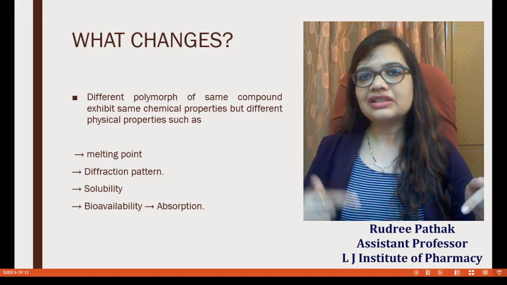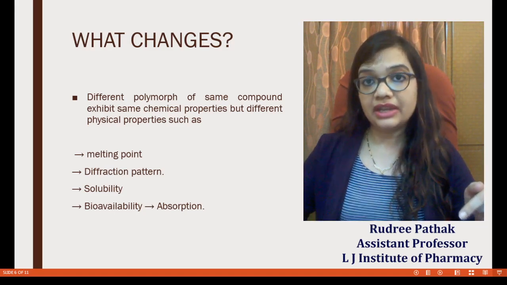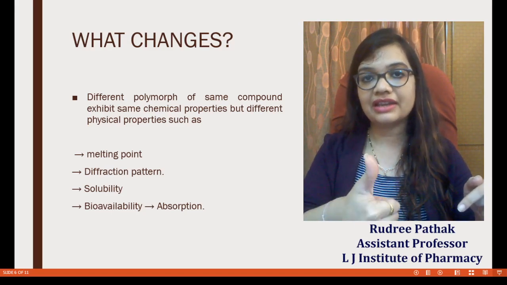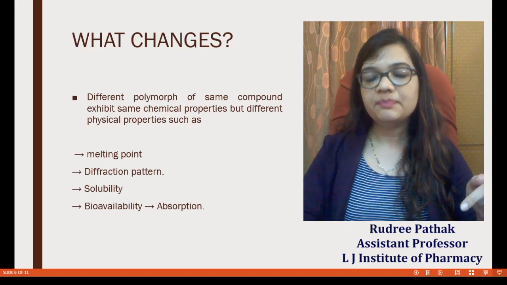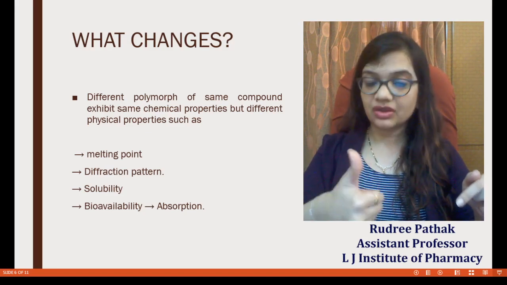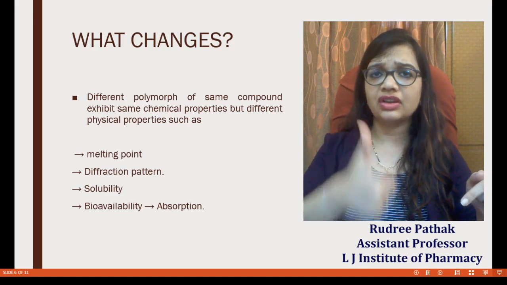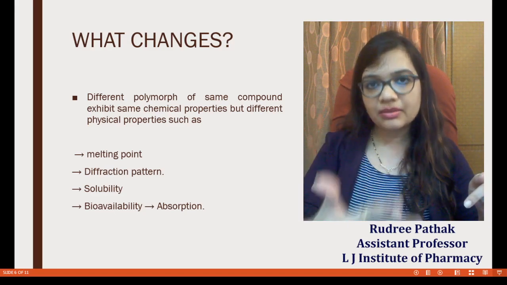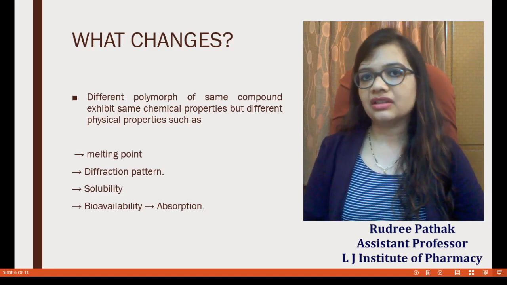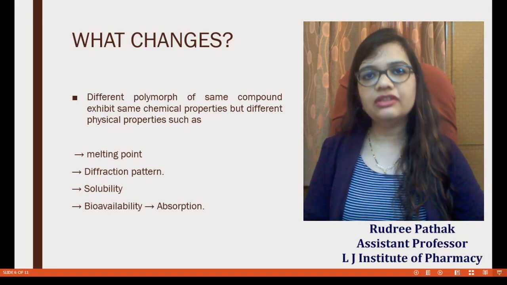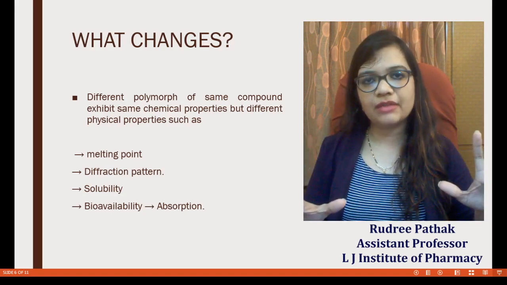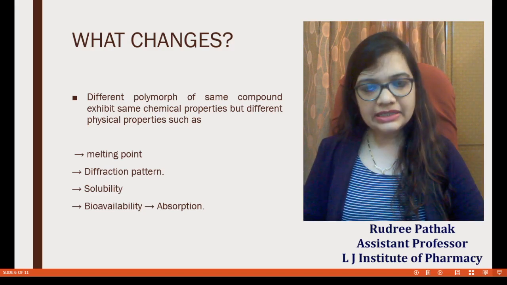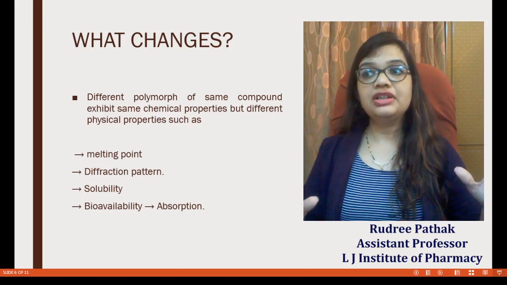Ultimately, because of these changes in the arrangement of the building blocks, the solubility pattern changes. Now you know the real problem, where it arises when we are deciding an API for the formulation, because they have different solubilities also. And because of the different solubilities, they have different bioavailability also, and also different absorption patterns. So you can imagine that if a compound has 5 different polymorphs, say for example, all of them are going to show different melting point, different solubility, different absorption patterns, different bioavailability.